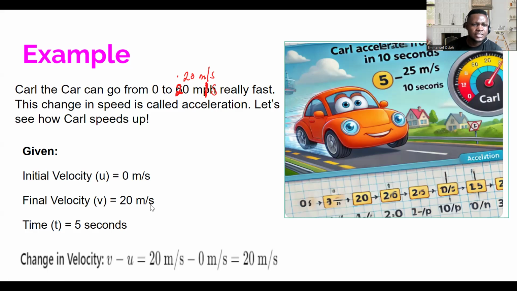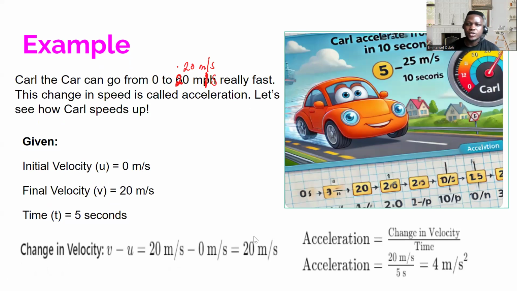So the change in velocity is the final velocity minus the initial velocity. The final velocity is 20 meters per second. The initial velocity is 0. So we're doing 20 minus 0, which is 20 meters per second. So the change in velocity is 20 meters per second.